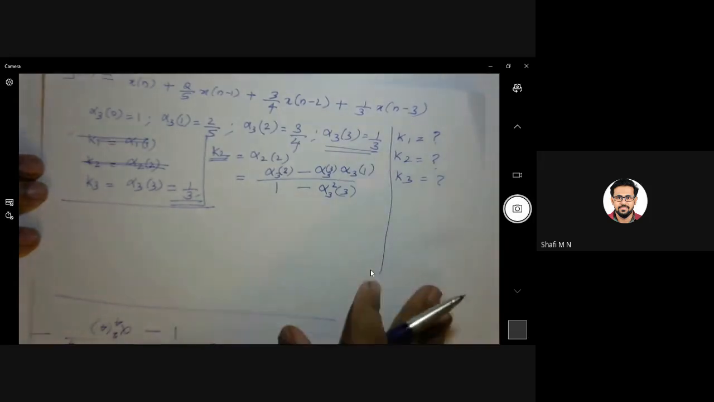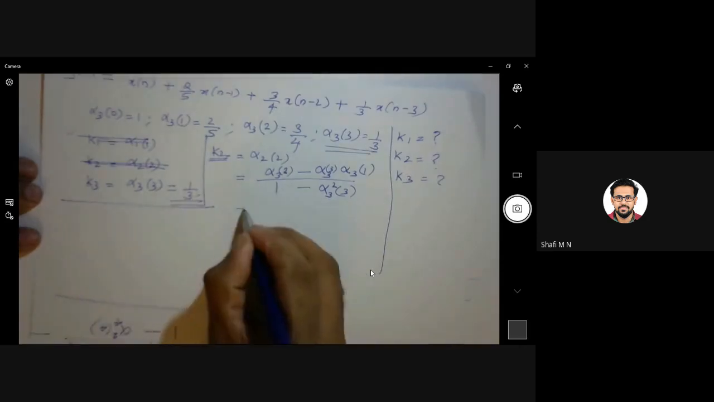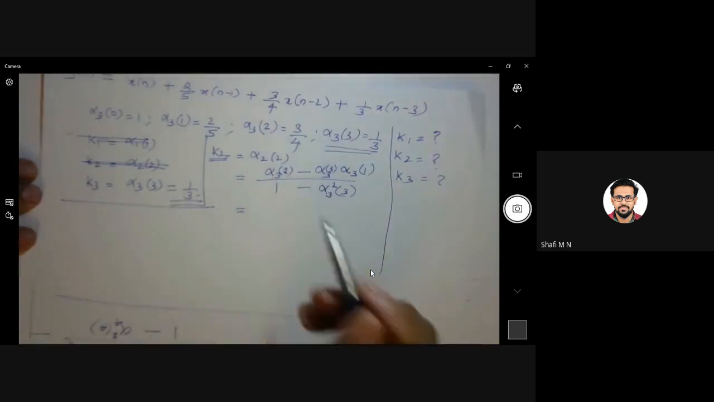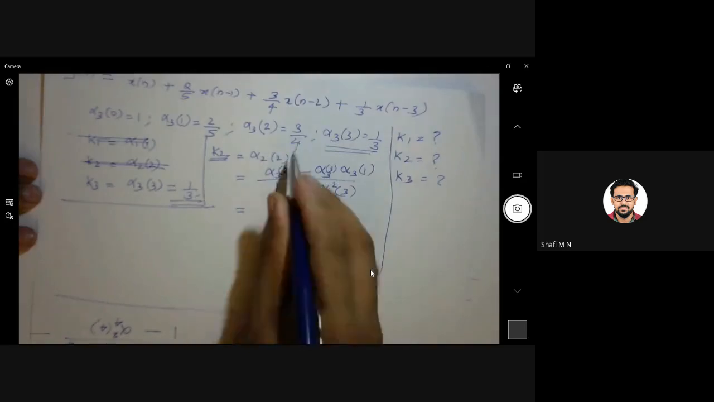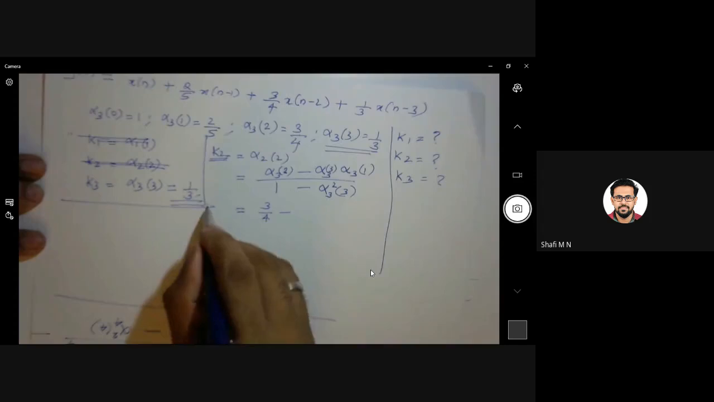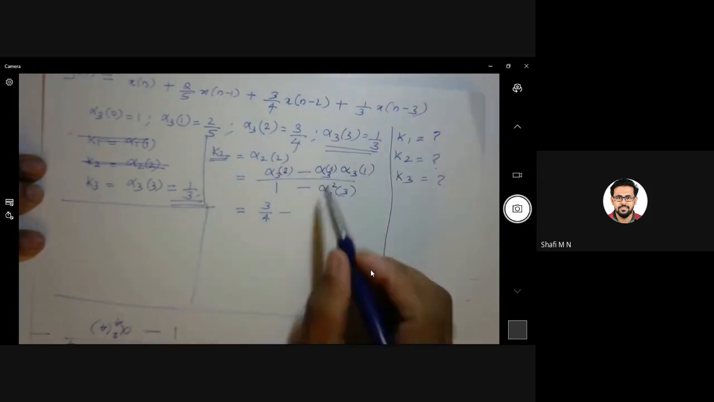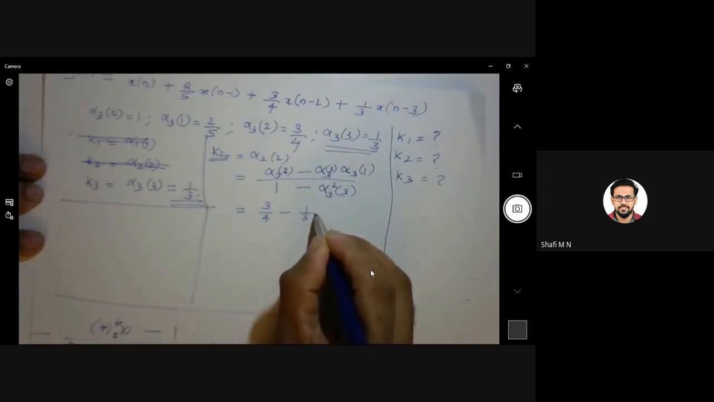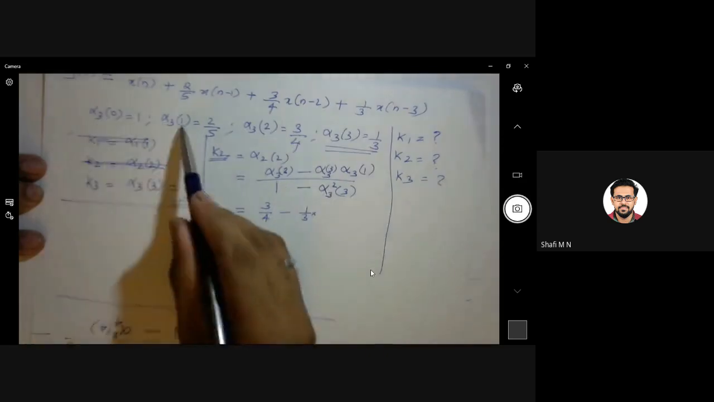So this is the equation. Very simple. Now just substitute the values. Alpha 3 of 2. 3 of 2 ന്റെ വാല്യൂ ഉണ്ട് എത്രയാണ്? 3 by 4 ആണ്. കണ്ടോ? 3 by 4. Minus alpha 3 of 3. 3 of 3 is 1 by 3. Into alpha 3 of 1. Alpha 3 of 1 is 2 by 5.